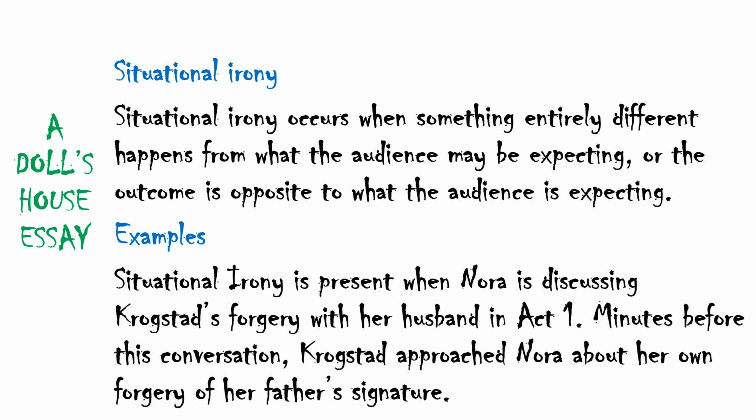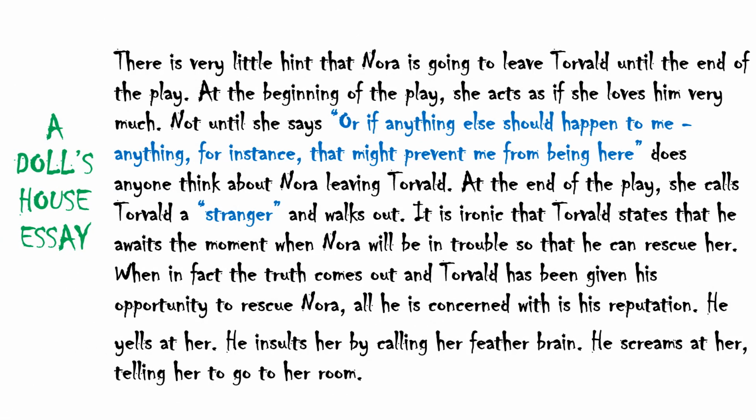Situational irony is present when Nora is discussing Krogstad's forgery with her husband in Act 1. Minutes before this conversation, Krogstad approached Nora about her own forgery of her father's signature. There is very little hint that Nora is going to leave Torvald until the end of the play. At the beginning of the play, she acts as if she loves him very much. Not until she says, "or if anything else should happen to me, anything, for instance, that might prevent me from being here." Situational irony. Does anyone think about Nora leaving Torvald? At the end of the play, she calls Torvald a stranger and walks out.